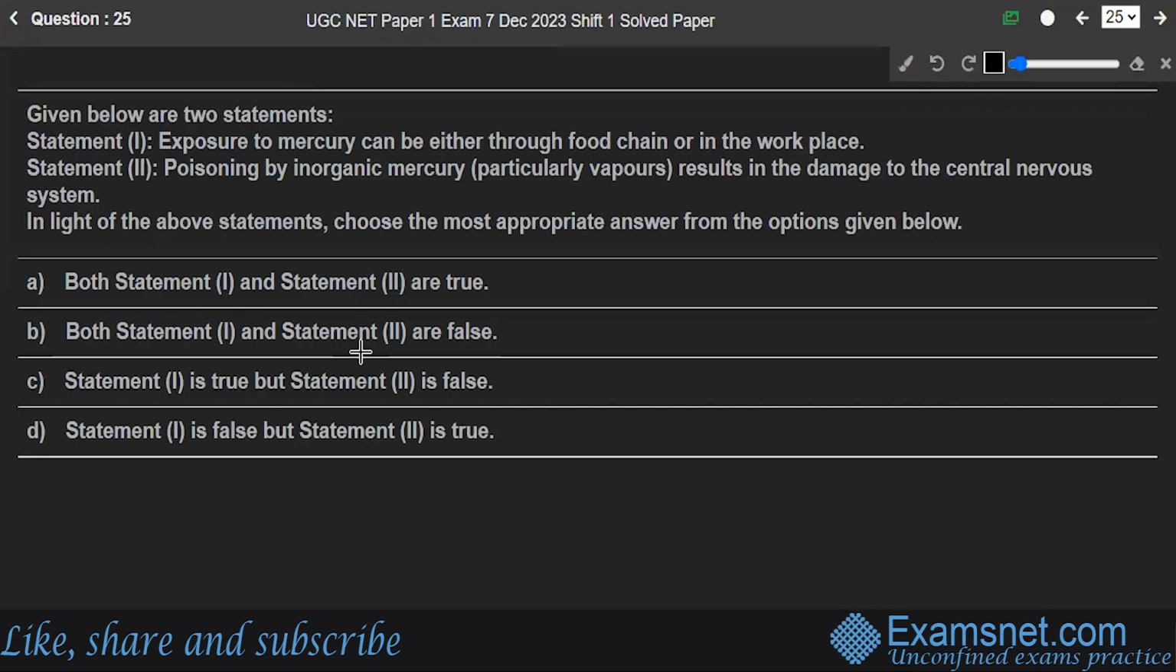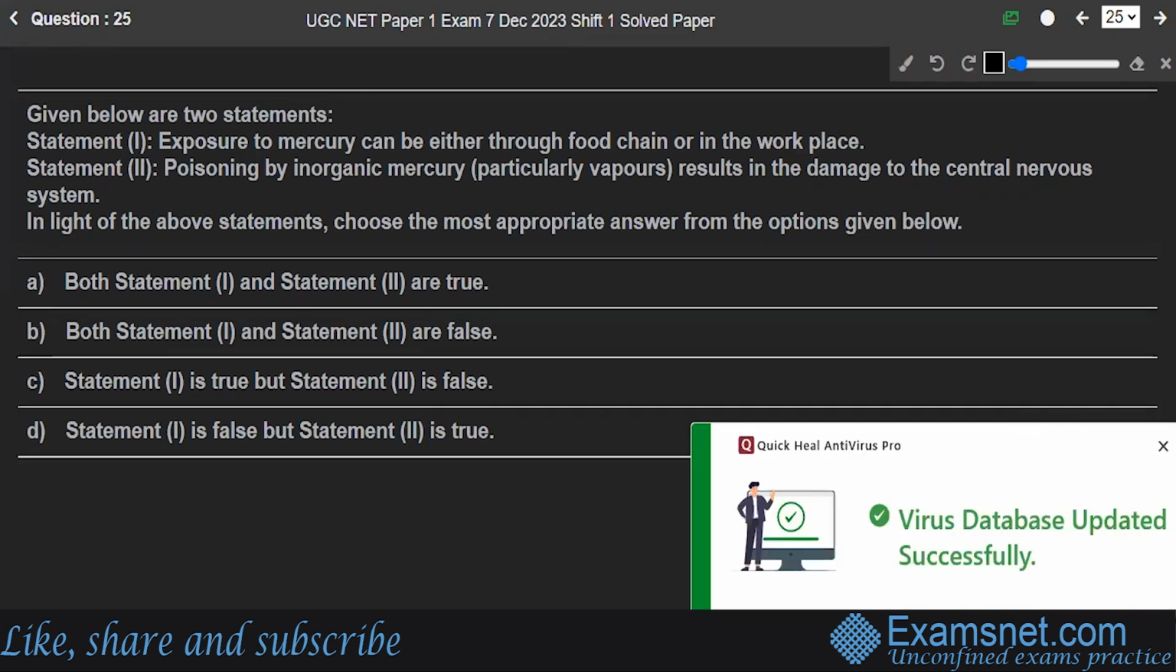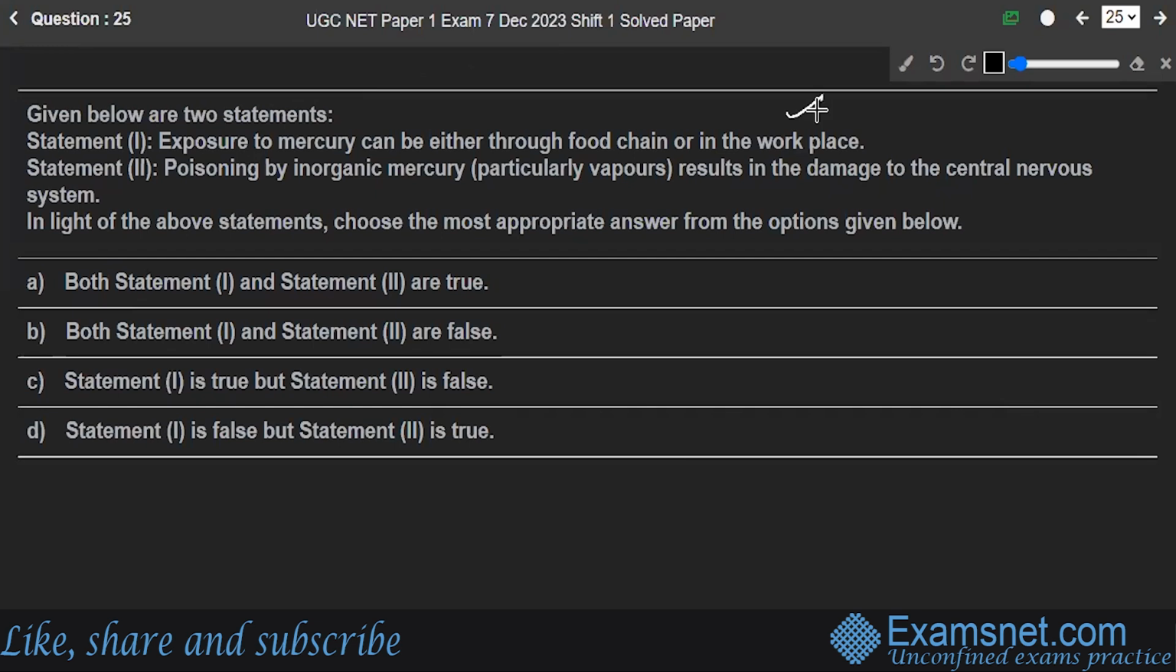Question number 25, given below are two statements. The first statement: exposure to mercury can be either through food chain or in the workplace. Yeah, this is true. Exposure to mercury can occur through the food chain, that is by consuming fish that may have accumulated mercury through water, or in the workspace, that is by inhaling mercury vapors in the industrial setting. So this is right.